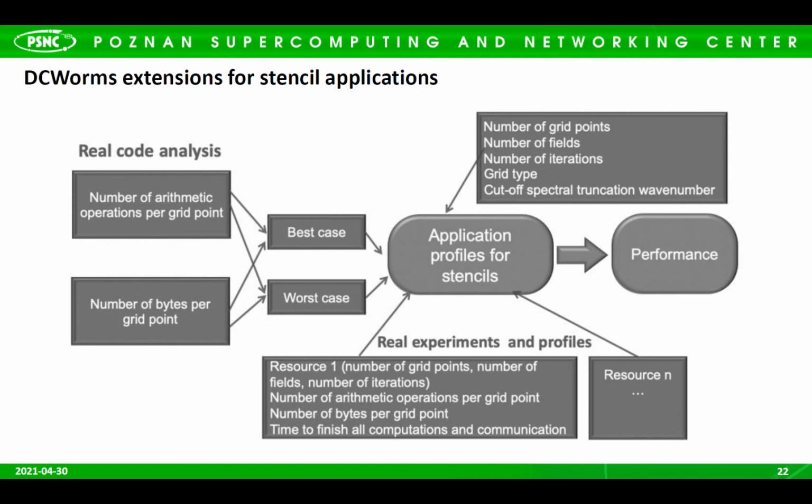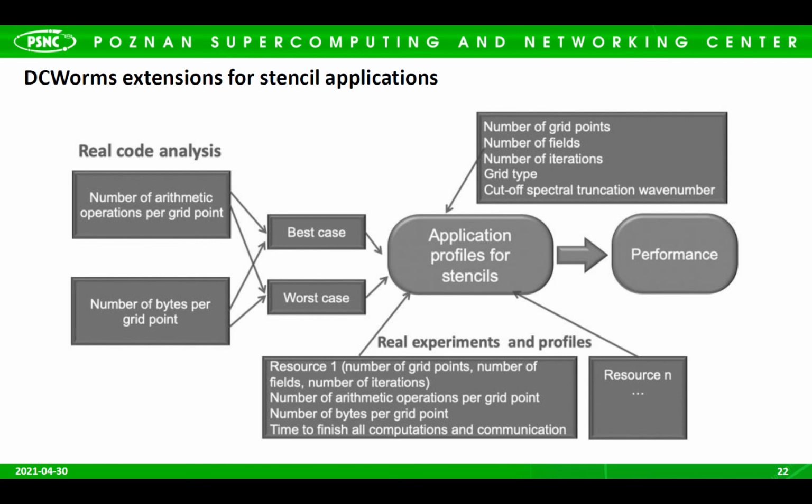The task description schema in DC Worms is the second principal object, and this was extended for the Stencil computation needs. The available extensions give users the possibility of providing input parameters necessary to compute source code analysis and comparative parameters derived from application profiling procedures, as presented in the slide. As was introduced and explained in previous slides, all the application-specific parameters for the experiment in DC Worms should be given as a pair: a number of arithmetic operations per grid cell and a number of bytes per grid point.